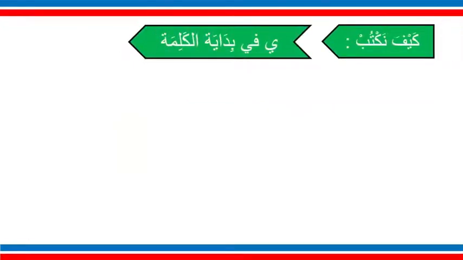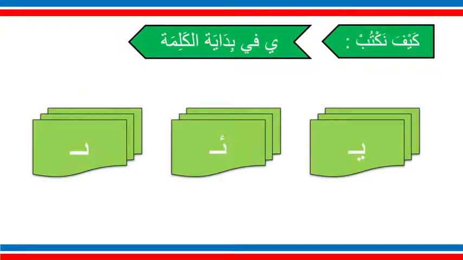Next, again, كيف نكتب? How do we write? يا في بداية الكلمة. Did you answer? Okay, the correct answer is this. We said يا, so we should put two dots. The middle one is not يا. The last one is, and we said the middle one and the last one will not come في بداية الكلمة. Will not come at the starting of the words.